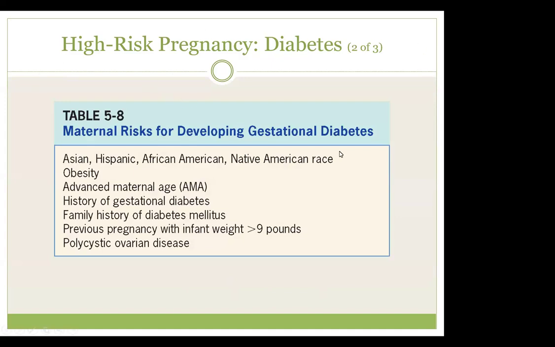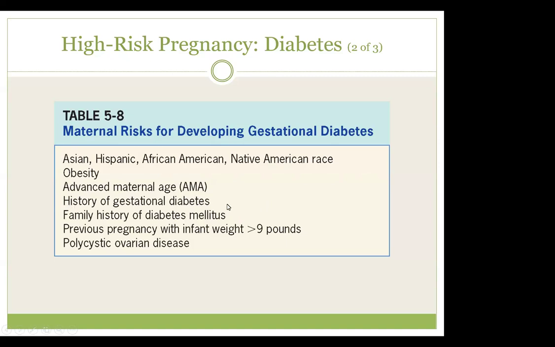Some other high risk characteristics of the mom that may give them a higher chance of getting gestational diabetes. Specific people of specific heritage, that's what I want to say. Asian, Hispanic, African American, Native American race have a higher chance of gestational diabetes. I can't tell you why, they just do. Patients that are very obese have higher chance of gestational diabetes. Advanced maternal age, so that's greater than 40. If they have a history of gestational diabetes.